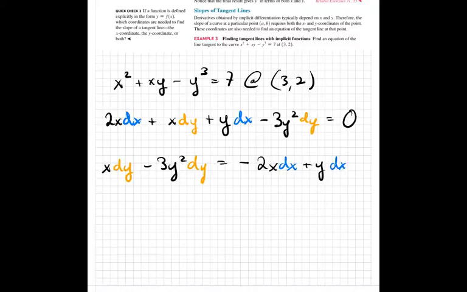Oh, I see a mistake. Minus and minus. I thought so. Let's get rid of this. Undo. We want this like that. So both of those are negative. That's fine. This looks good. So then we can factor out the dy. So we have dy times x minus 3y squared equals, factor out the dx, negative 2x minus y.